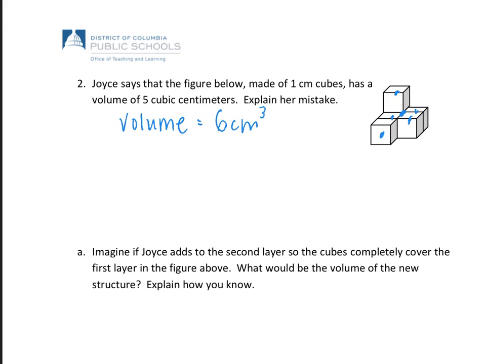So what I'm assuming that Joyce did is that she forgot to count the cube that you can't see, right? She forgot to count the cube on the first layer that the other cube is stacked on top of. So she didn't count the cube that you can't see by looking at the figure on the paper like this. Okay, so make sure you write that explanation. Joyce's mistake was, and then go ahead and finish with your explanation.